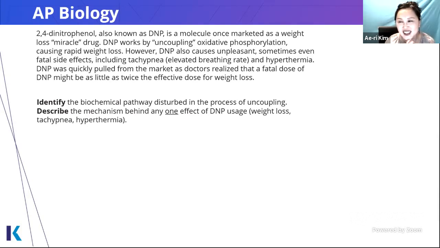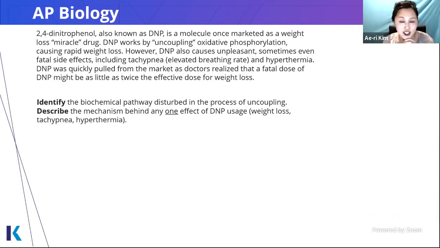Nice. Forgot what uncoupling means? That's okay, we'll talk about it. More O2. Yeah, awesome, I love it. Hyperthermia is an abnormal increase in heat. Body can't regulate. Oxidative phosphorylation is unable to occur.